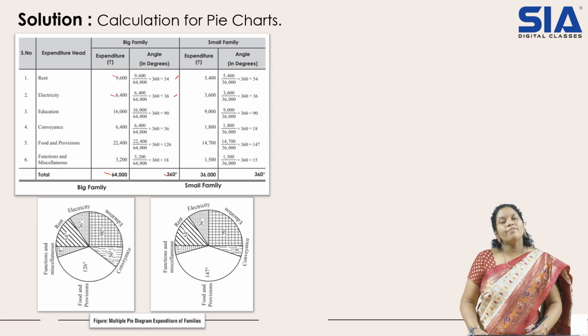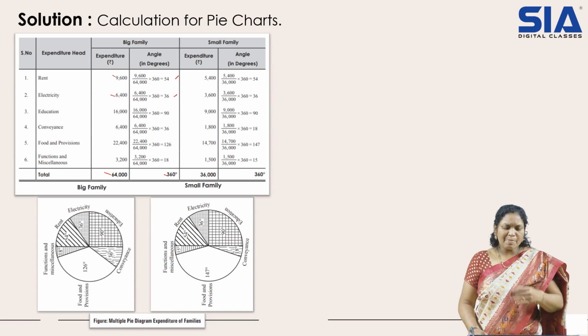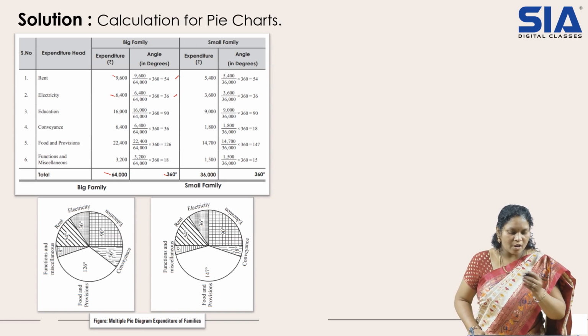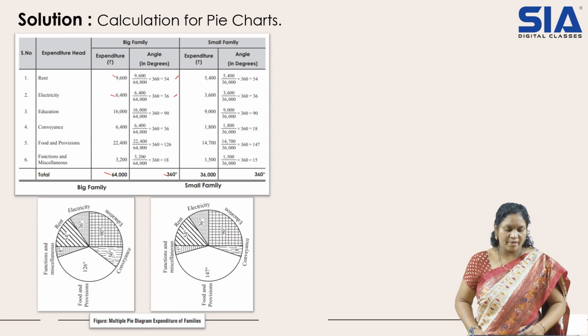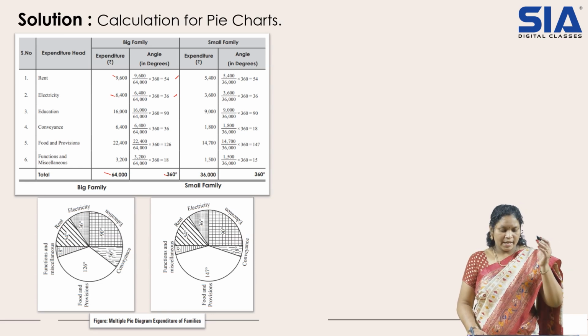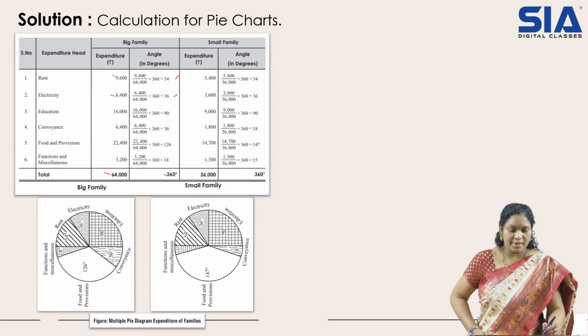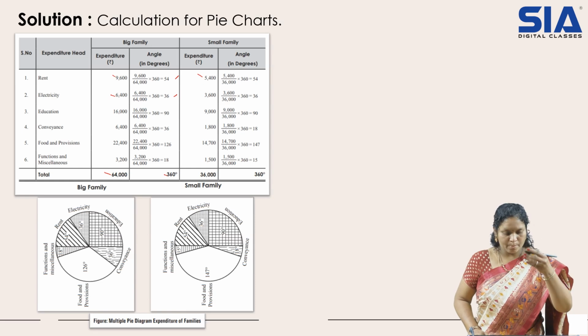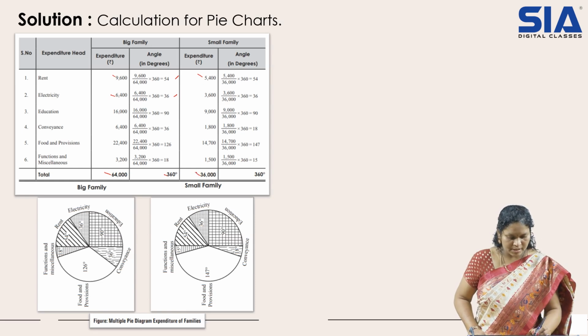Now let us check family B also; we do the same. Take the small family. They have given 5400 for rent, and similarly values for electricity, education, convenience and so on. Simply adding up all the values, you get 36,000.